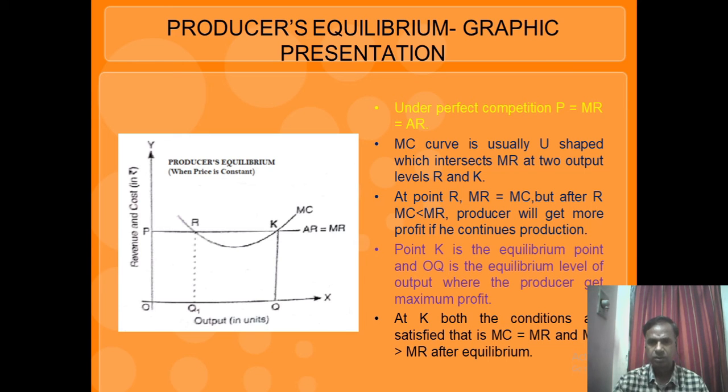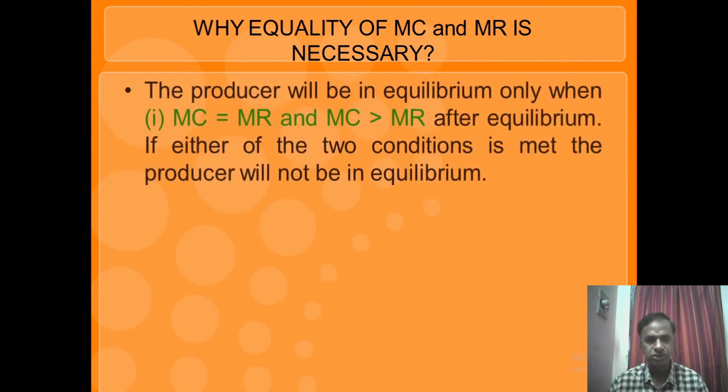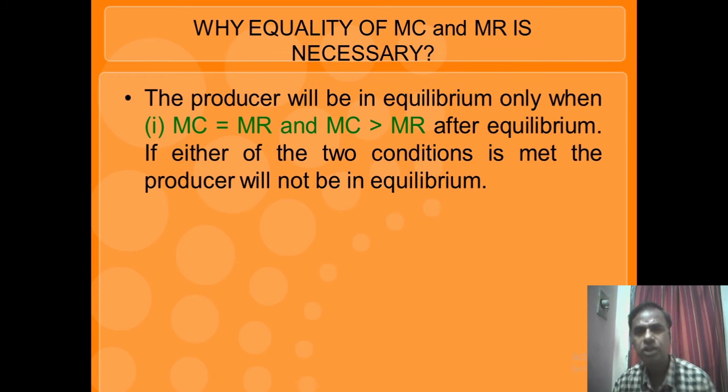So, at K, both the conditions are satisfied. That's why MC is equal to MR and MC is greater than MR after equilibrium. Then the next one is why equality of MC and MR is necessary. The producer will be in equilibrium only when MC is equal to MR and MC is greater than MR after equilibrium.